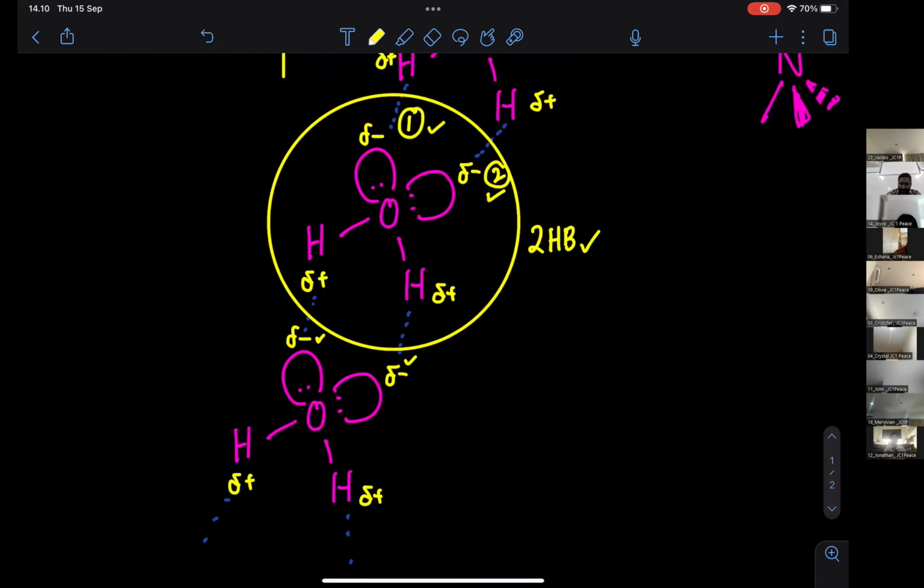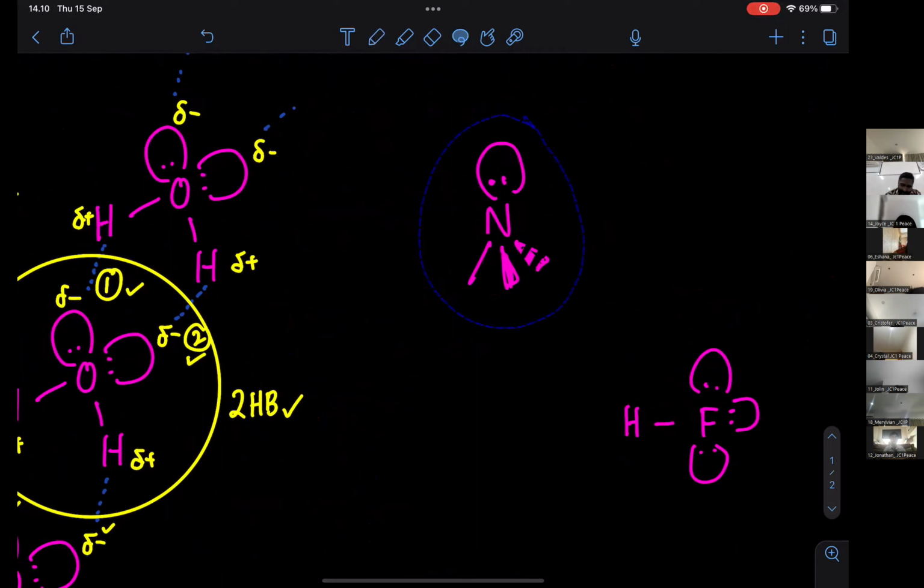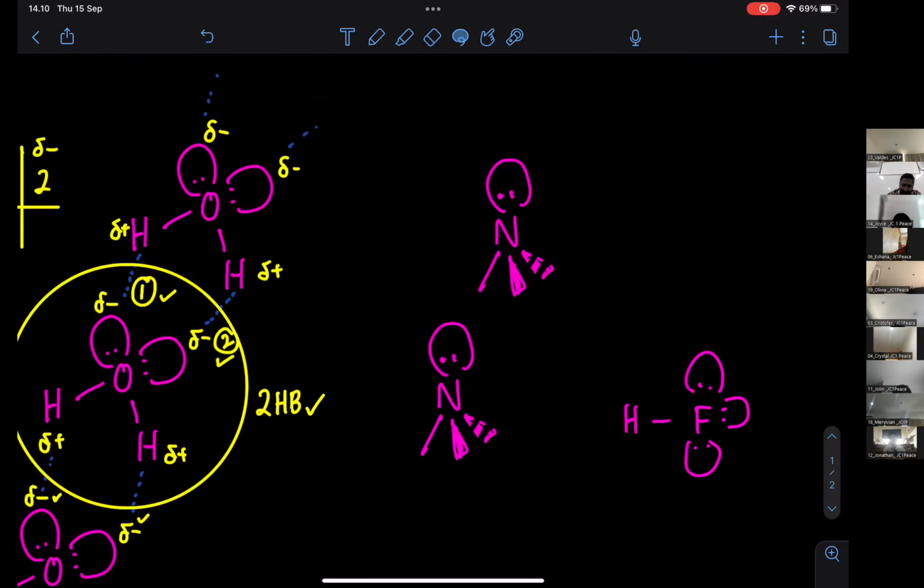If it's quite difficult to visualize, I can understand. Let's look at the same example and explore further here. If you have ammonia, this is the lone pair. Rather than saying lone pair, let's put delta negative, delta positive, delta positive, delta positive. So all these are hydrogen.